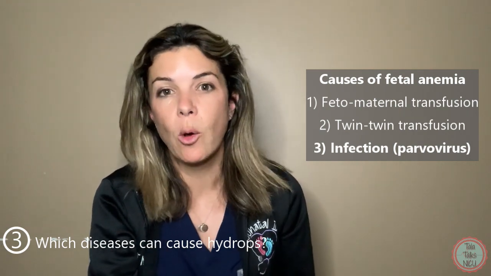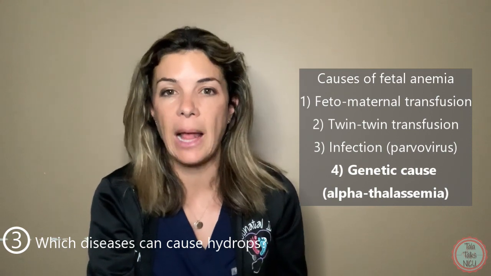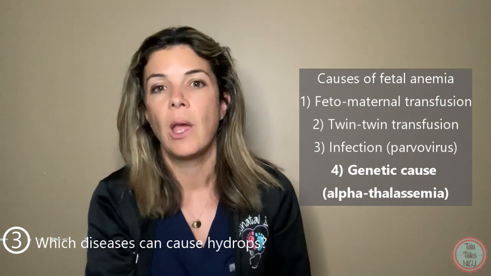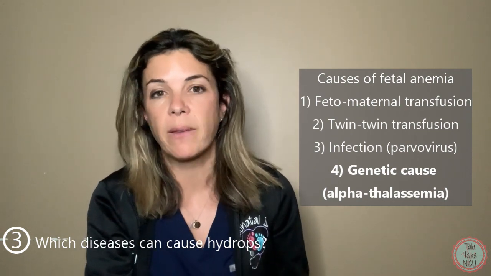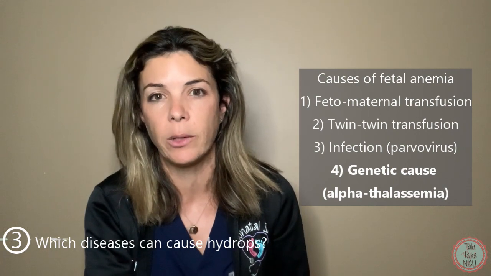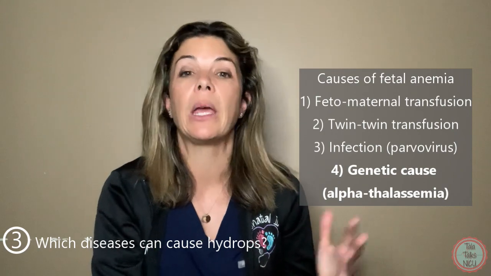The most common cause of hydrops in Southeast Asia is alpha thalassemia, and that is an inherited disease where the red blood cells basically aren't produced as well and have an increased tendency to break down. So therefore resulting in an anemic hydrops.